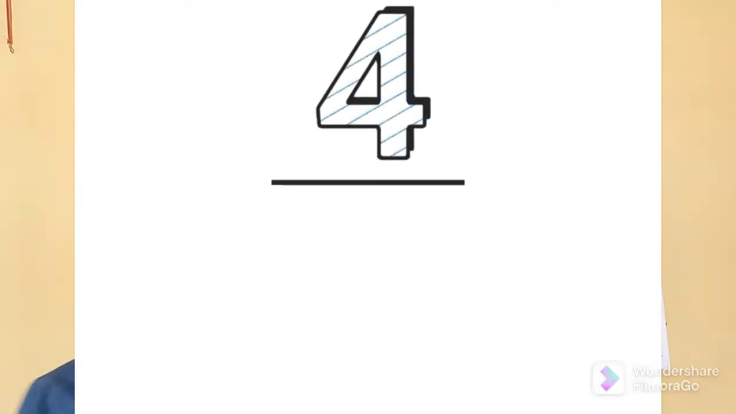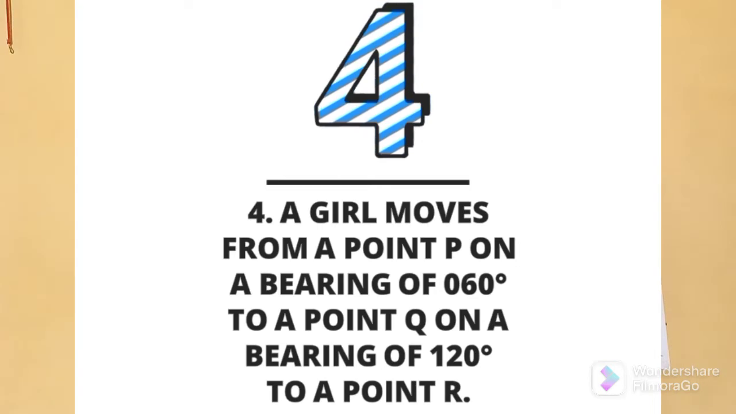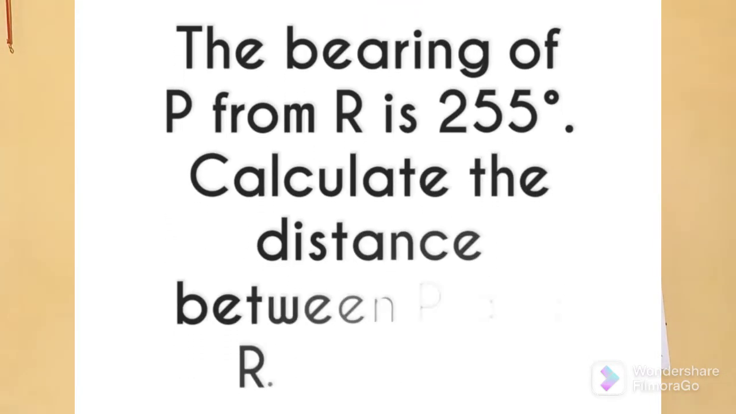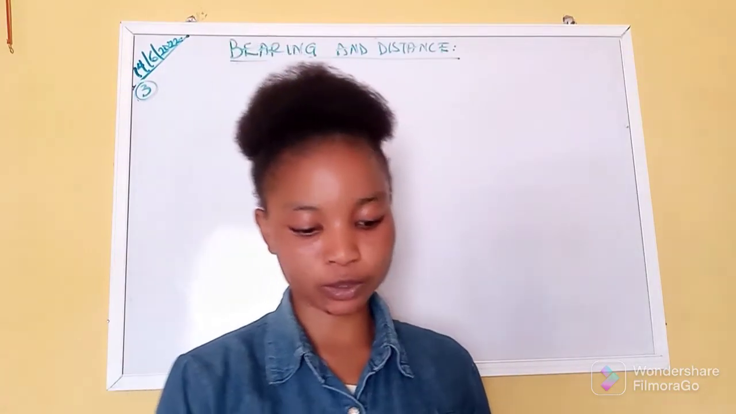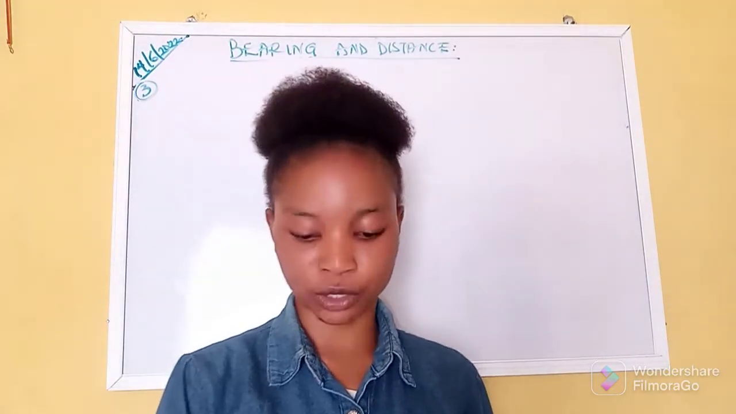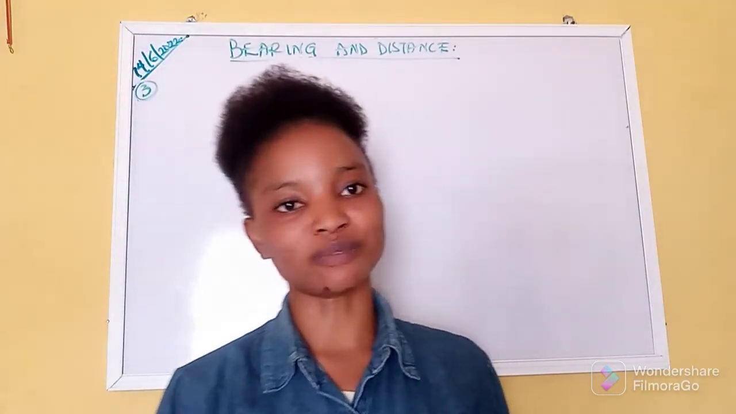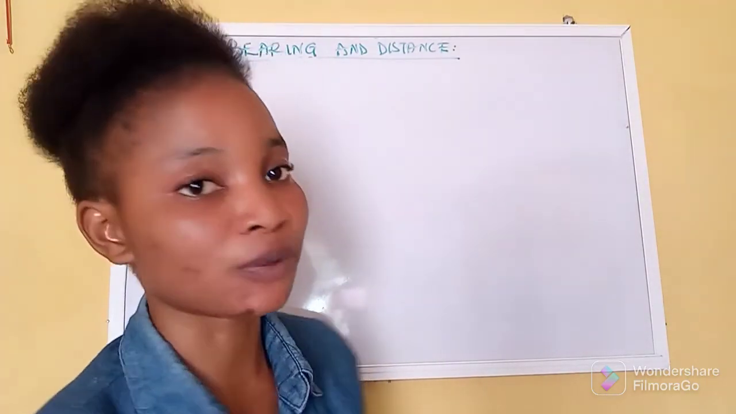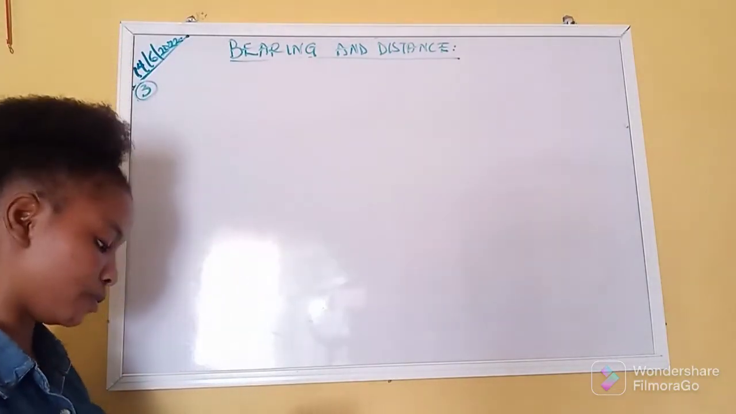Number 3 says a girl moves from a point P on a bearing of 60 degrees to a point Q on a bearing of 120 degrees to a point R. The bearing of P from R is 255 degrees. Calculate, correct to 3 significant figures, the distance between P and R. Fortunately, it's a WAEC question, and I'm so glad to solve this very tedious question. The question talks about 3 points on different bearings.